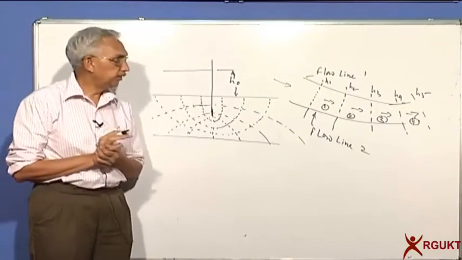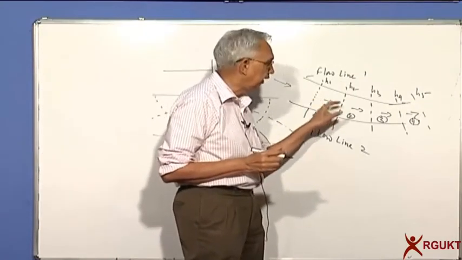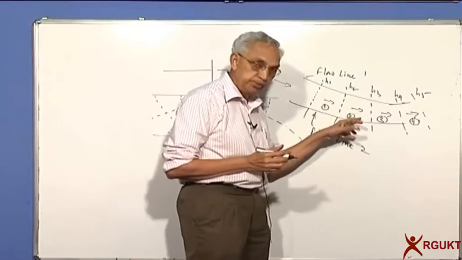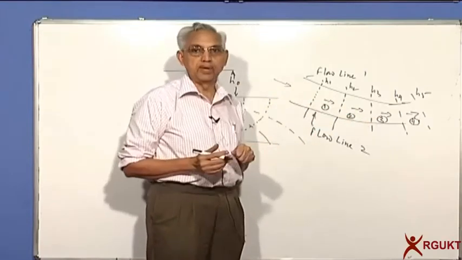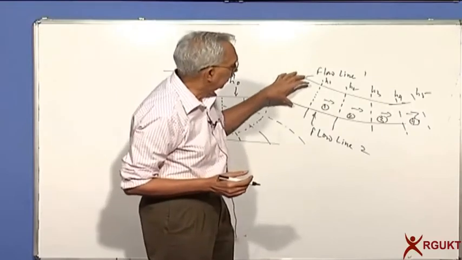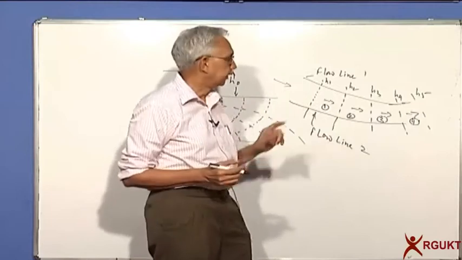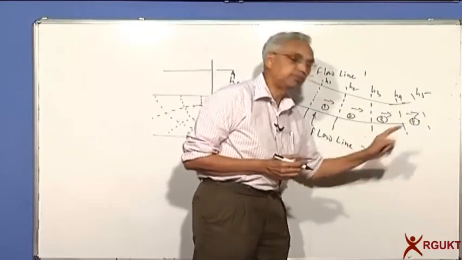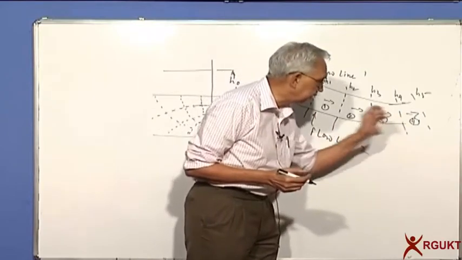And from the continuity condition, you will agree that whatever is flowing here will have to flow through elements 2, 3, 4, etc., because they are bounded by two flow lines. The flow is contained by the two flow lines. So there is a continuity of flow along all these flow lines.